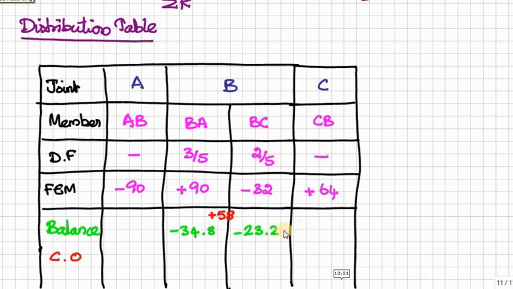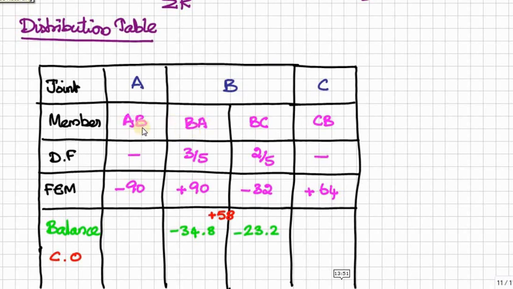Okay. Now, because we are forcefully applying the moments minus 34.8 to BA member, minus 23.2 to BC member, once we apply the moment, some of the moment will be carried over to the far end, if the far end is fixed or capable of carrying moments, such as interior support. Therefore, this is BA member, for BA member the far end will be AB. Okay, AB member, this one.